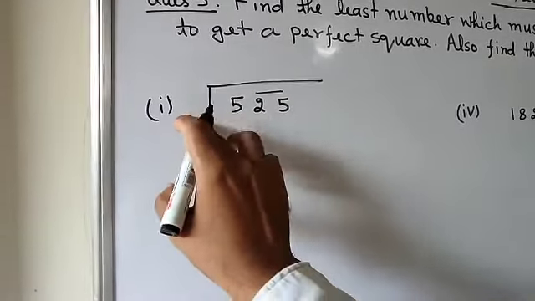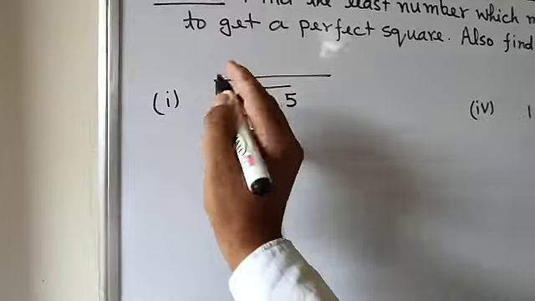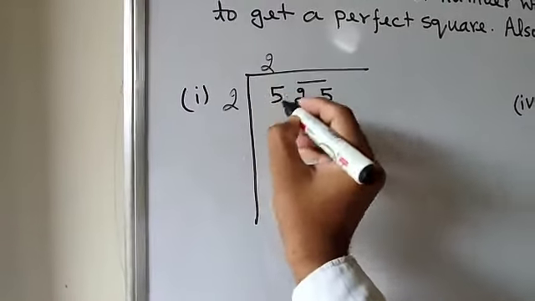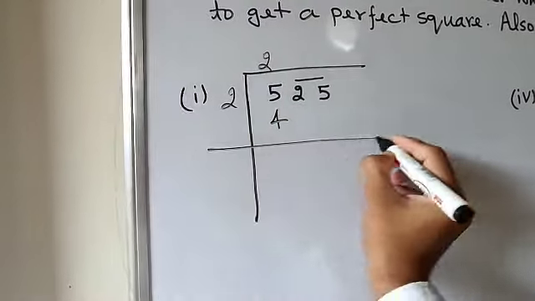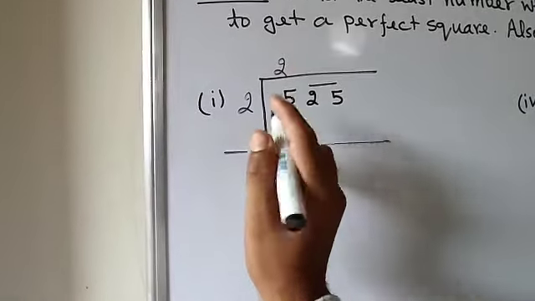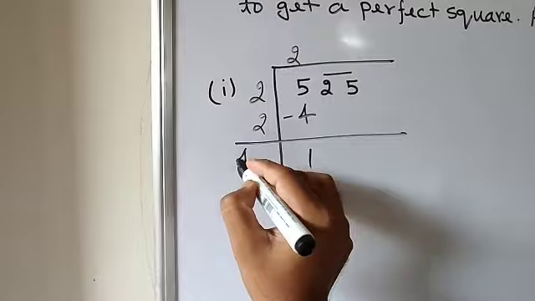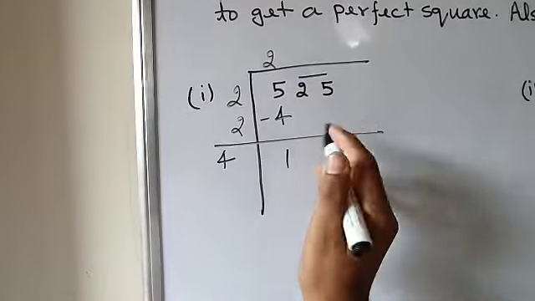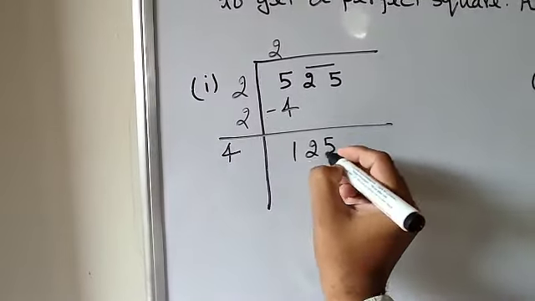So 1 1 ja 1, 2 2 ja 4, 3 3 ja 9, that is greater. So here 2, 2 2 ja 4, you will subtract it. 5 minus 4 is 1. Now you will put that 2 here, and 2 plus 2 is 4. Now you will put the next pair, that is 25.